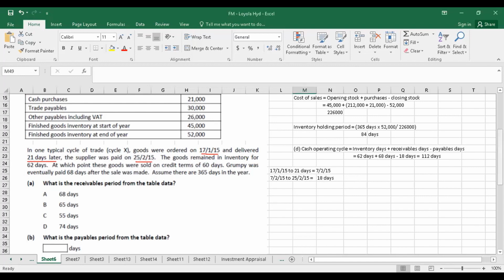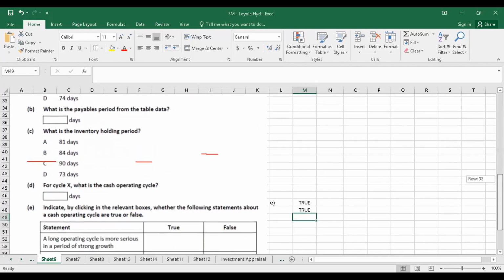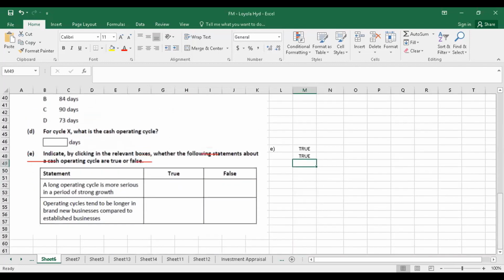After that, indicate by clicking in the relevant boxes whether the following statements about a cash operating cycle are true or false. A long operating cycle is more serious in a period of strong growth. Operating cycles tend to be longer in brand new businesses compared to established businesses. See, from the answers, we understand that both of them are true.